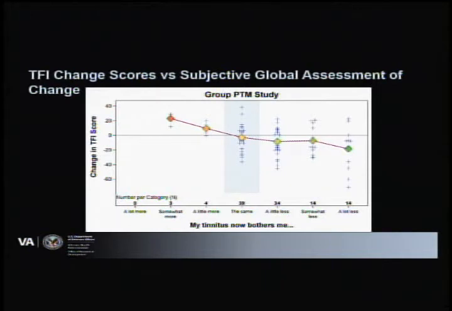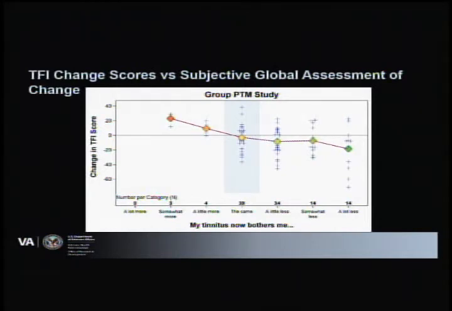So this is where we're looking at subjective reports of do I feel like I'm doing better than I did before. So let's start out looking at the middle. There's my tinnitus now bothers me the same. And so this question was asked at the 6-month point after everything was done, and everybody who said they were doing the same as they did before the study shows up in kind of this wide blue bar in the middle. And you can see above the word the same, it says 30. That's the number of people who said they were doing the same.